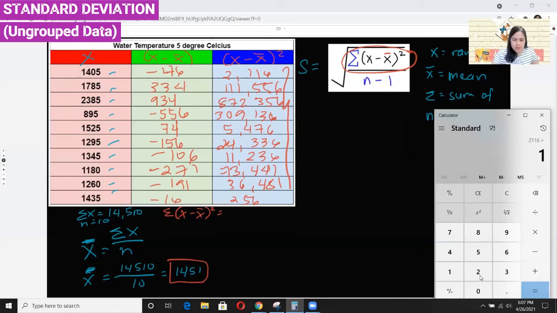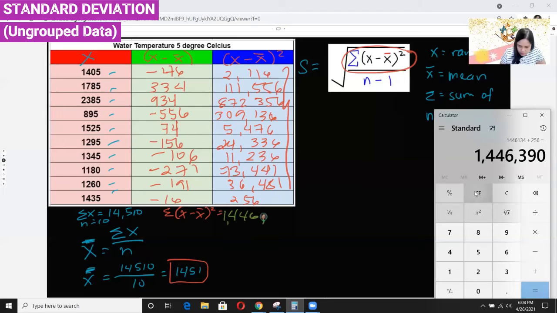plus 111,556 plus 309,136 plus 872,356 plus 5,476 plus 24,336 plus 11,236 plus 73,441 plus 36,481 plus 256. So the answer is 1,446,390. Now we're going to plug it in on the equation.